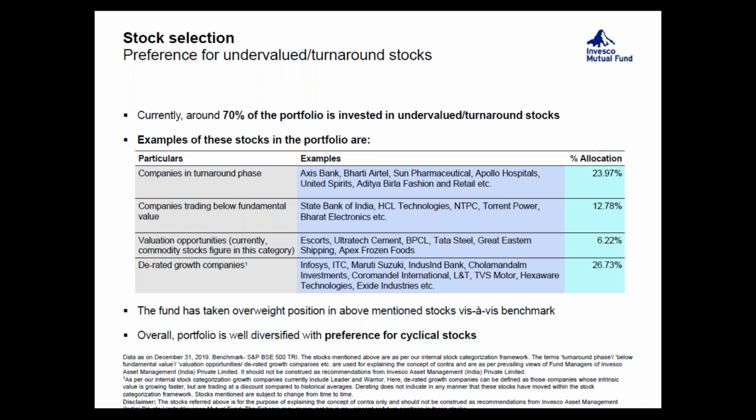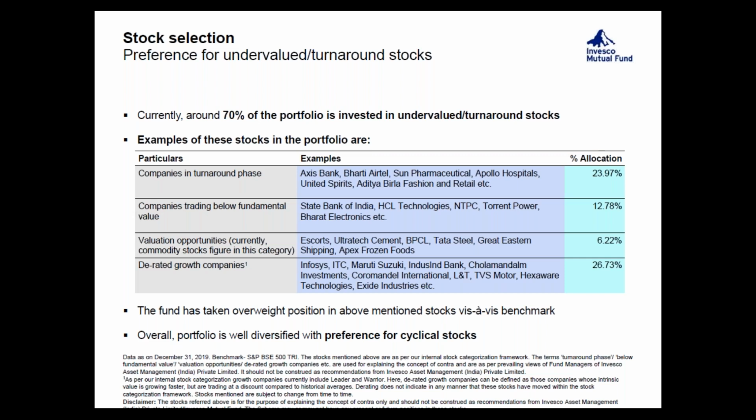What we commit to our investors is that at any point of time, at least 60% will be in contra. Why 60% in contra? Why not 100%? Because a company's life cycle changes. At one point of time, we had ICICI Bank as a company trading below fundamental value. But in the last 2 years, ICICI Bank has re-rated.